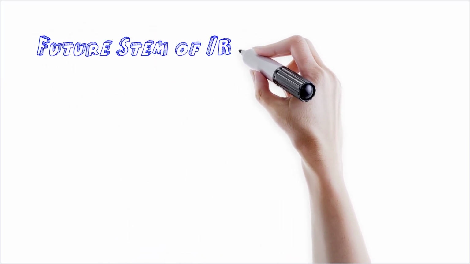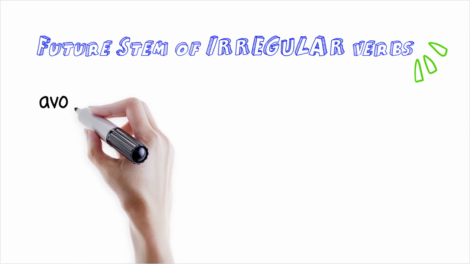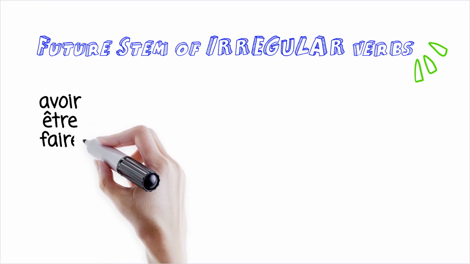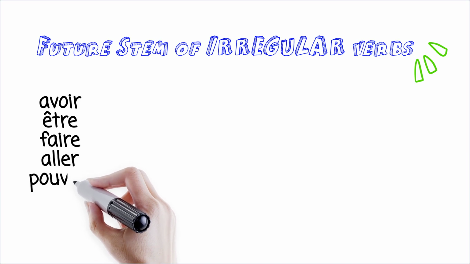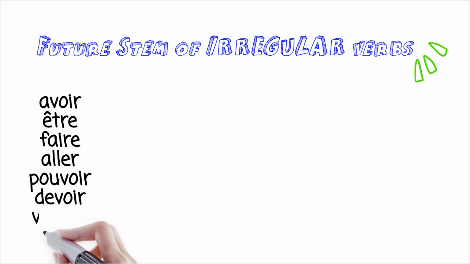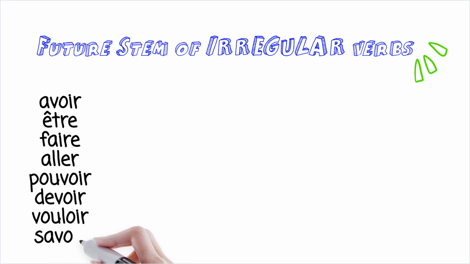Let's look at what happens when we want to form the conditional of a verb that is irregular. We can't add our endings onto the infinitive, which is what we do with most other verbs. Instead, we have to do something different. And our verbs that are irregular in the conditional are our usual suspects. So avoir, to have, être, to be, faire, to do or to make, aller, to go, pouvoir, to be able, devoir, to have to, vouloir, to want, our three modal verbs there, savoir, to know. There are more, but I'm just going to show you what happens with these to start with.